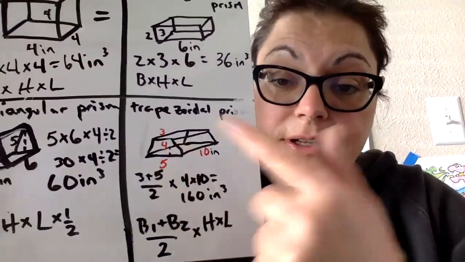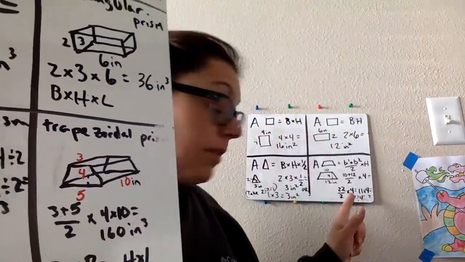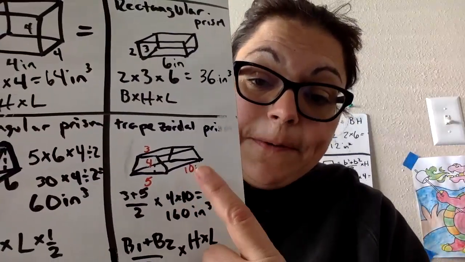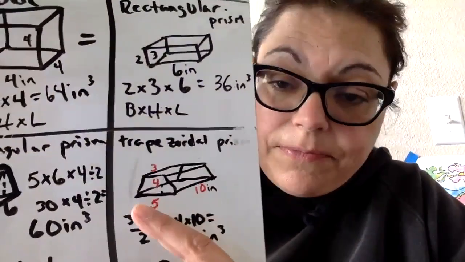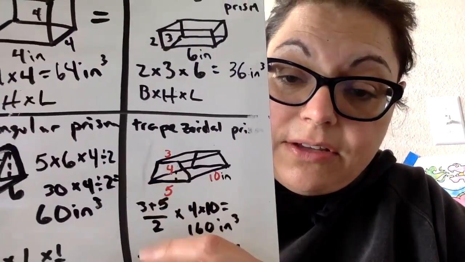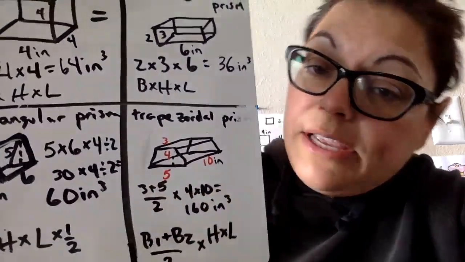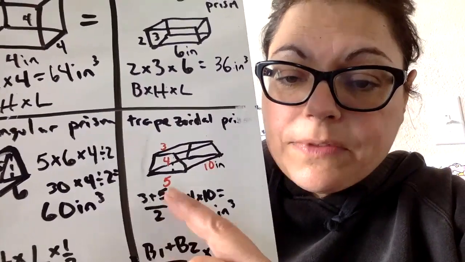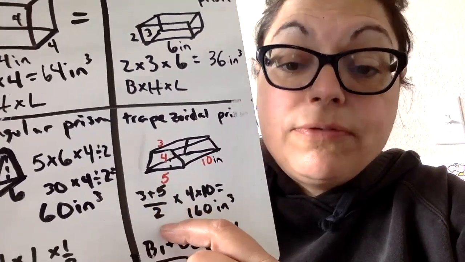Okay, no different than what we did with our area. We just have to times it by the length. So base 1 I have is 3, and base 2 is 5. Then take that, 8 divided by 2 is 4.